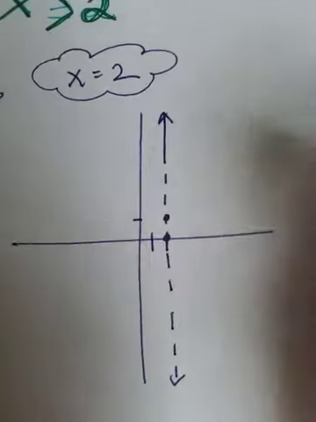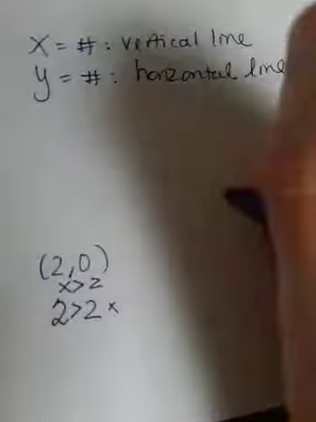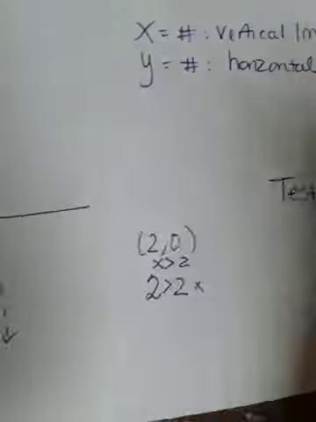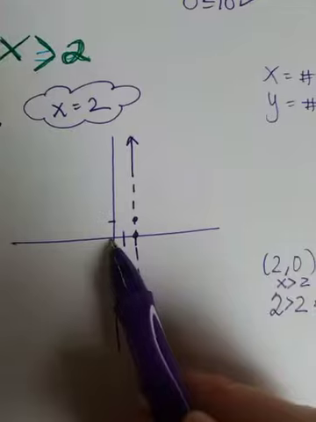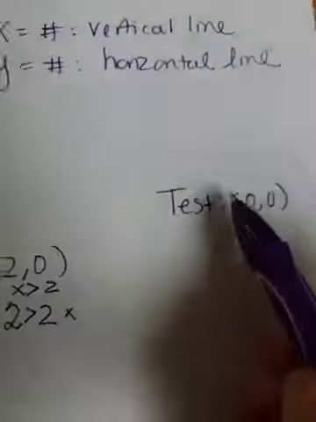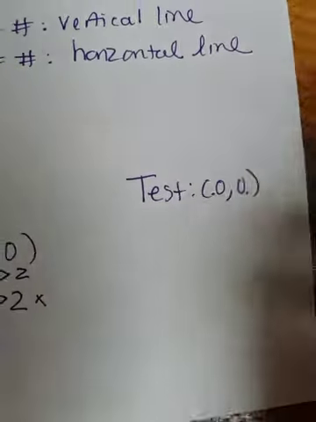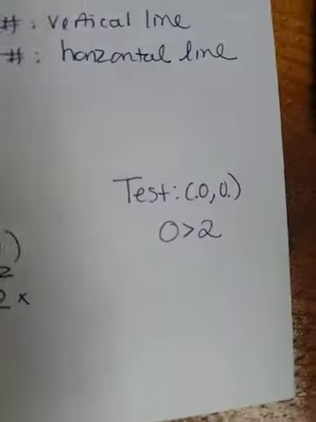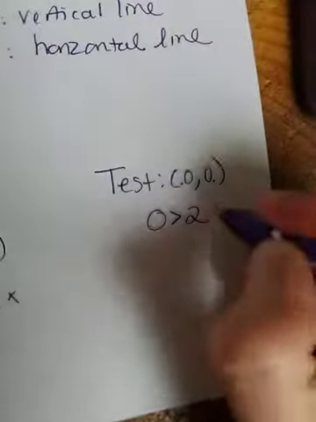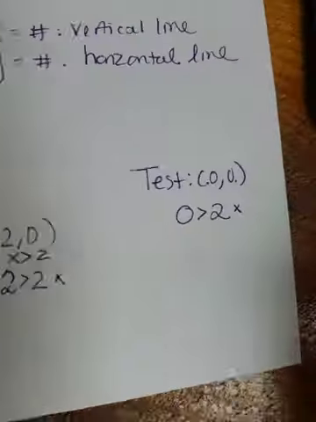Okay, now I have to figure out, well, which way do I shade? So let's test. Can we test 0, 0 in this case? Yes, because the line does not go through 0, 0. So that means I'm putting 0 in for x, 0 in for y. There's no y, so that's okay. So I get 0 is greater than 2. Is that true? No. 0 isn't bigger than 2.